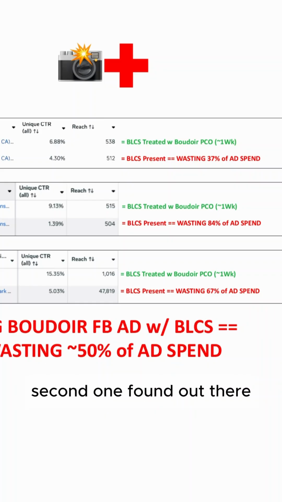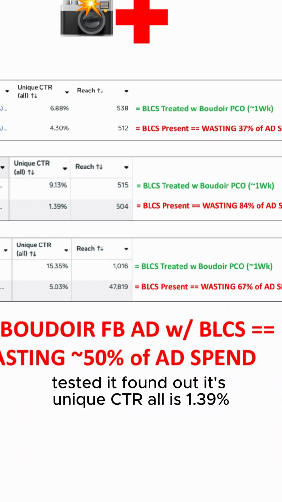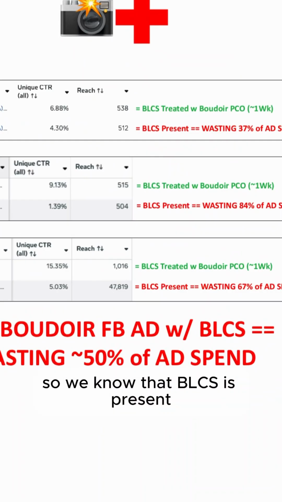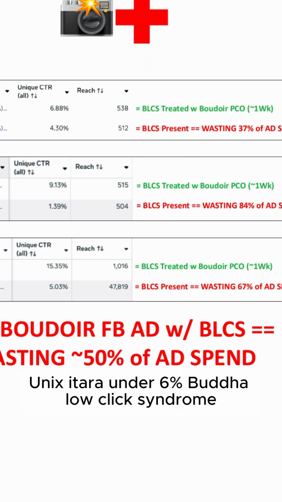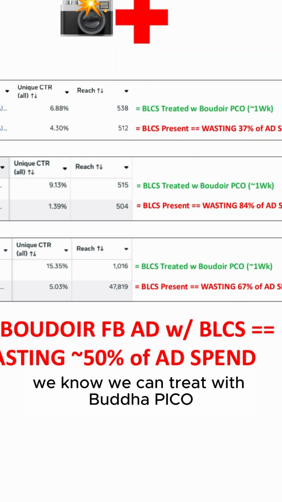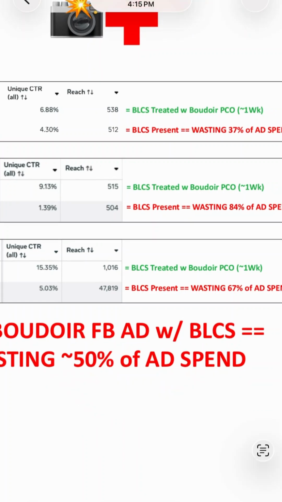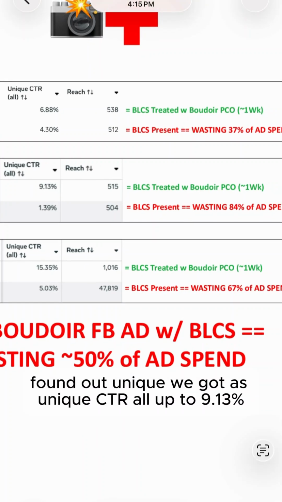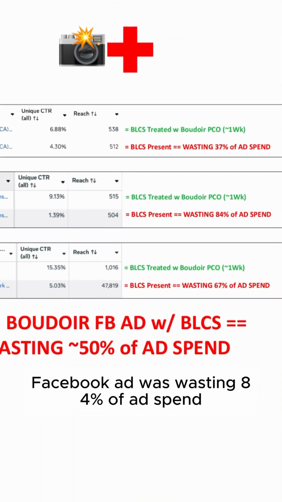Okay, second one found out there, tested it, found out its unique CTR is 1.39%. So we know that BLCS is present. And once BLCS is present, unique CTR under 6%, Boudoir low click syndrome, we know we can treat it with Boudoir PCO. So we did that, treated with Boudoir PCO, takes about a week. We got its unique CTR all up to 9.13%. So we found out the original Boudoir Facebook ad was wasting 84% of ad spend.